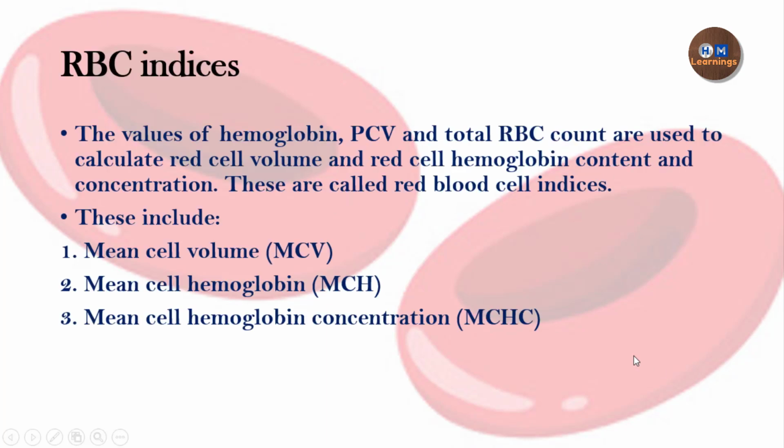So RBC indices are actually the values which are used to classify the anemia, and these values are derived from the values of the hemoglobin, that is the hemoglobin present in 100 ml of the blood, the packed cell volume and the total RBC count present per cubic millimeter of the blood. By putting these into the formula of each RBC index, we can get the value of these RBC indices. We talk about only 3 RBC indices in this video: the mean cell volume, the mean cell hemoglobin and the mean cell hemoglobin concentration.